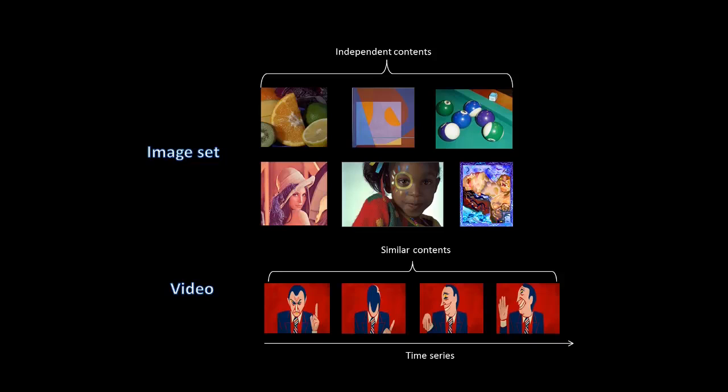But a video has some unique properties that an image set does not have. First, the frames of a video always share a similar content. As the sample shows, all of the 4 video frames are about a man in blue with red background. However, the above image set does not have this property.